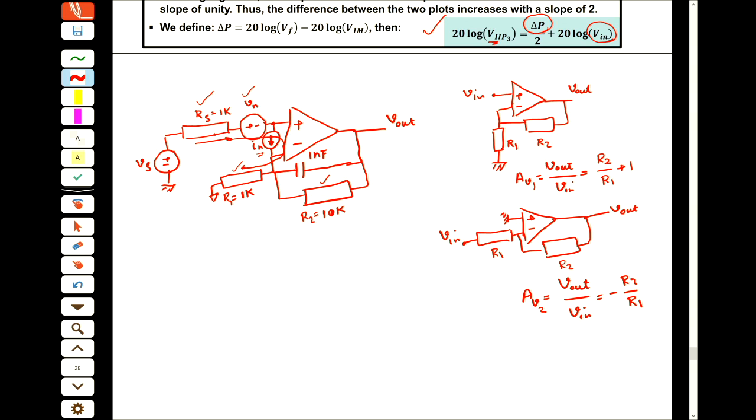So this In, if it wants to go to the output, is In multiplied by 1K, which is for RS, plus again In multiplied by 1K. This is a current source, so it should change to a voltage source and then go to the output. This comes from R1. This is multiplied by AV1, and this is multiplied by AV2.